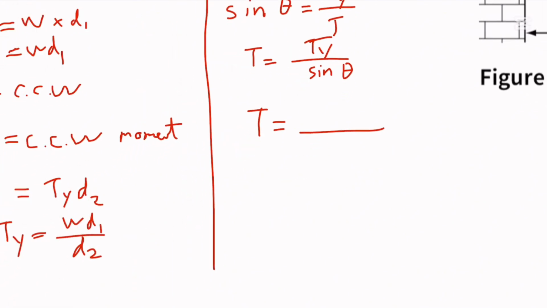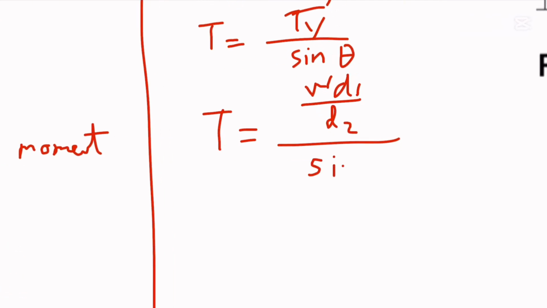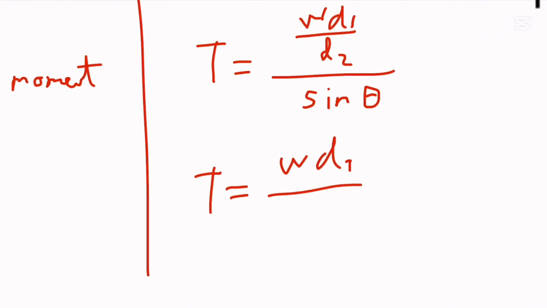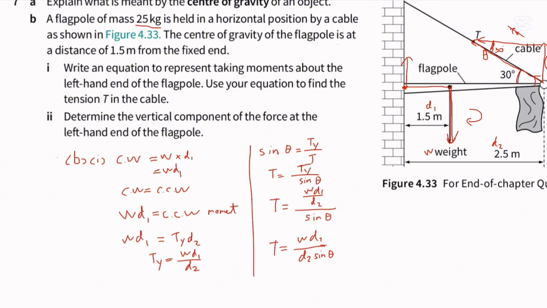I just substitute this in: WD1 over D2, and then sine theta. The tension force is gonna be WD1 over D2 sine theta. This could be the equation for the tension. Alright, so we're going to use the equation to find the tension in the T cable.